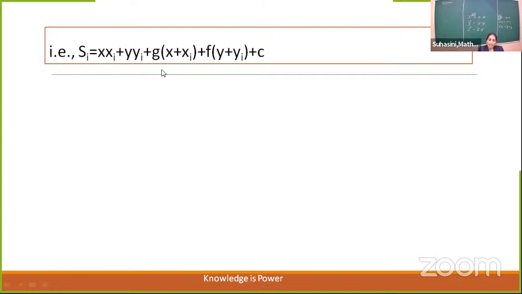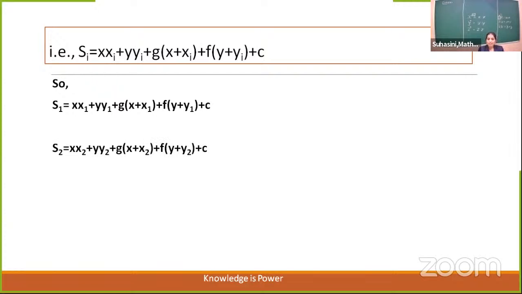I can substitute any value for i. If i is equal to 1, then it comes S1. If i is equal to 2, it gives us S2. For i equal to 1, what do we have, children? Instead of x_i, we are going to have x1. Instead of y_i, we are going to have y1. So g times (x plus x1) plus f times (y plus y1) plus c. Hope the notation is clear. Let us see some more notations.